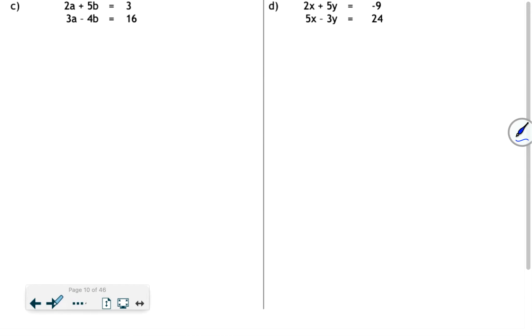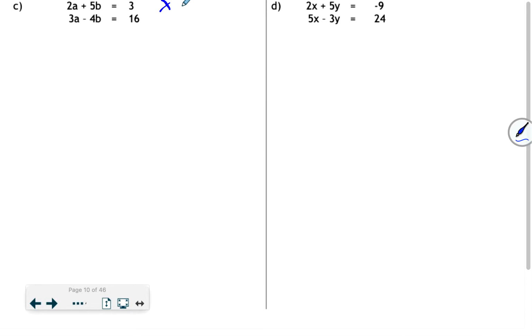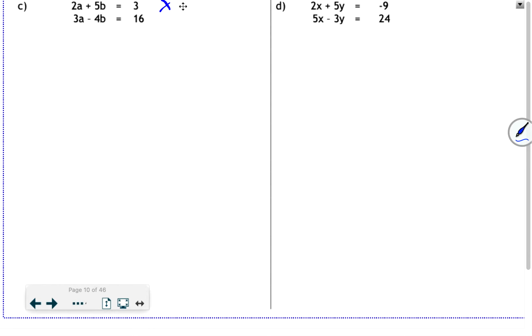Let's look at example 5c. We've got 2a plus 5b is equal to 3, and we have 3a minus 4b is equal to 16. Again, I just tend to stick to the middle variables. I'm thinking of 5 and 4. The lowest common multiple of 5 and 4 is 20. So I will multiply the top equation by 4. Don't know why that's not writing properly. Sorry about this.